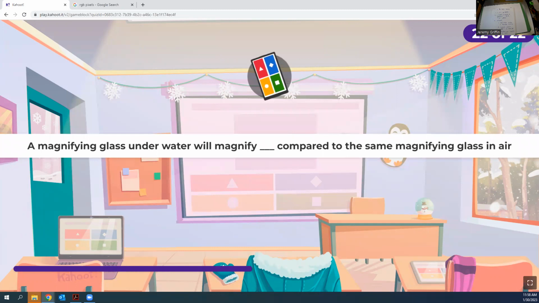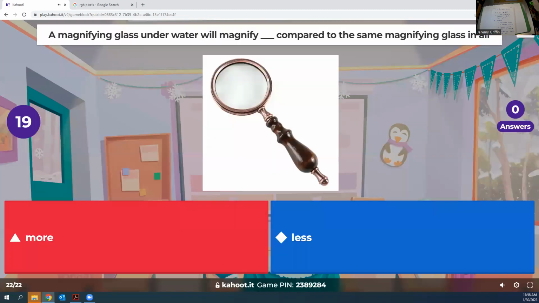A magnifying glass underwater will magnify how compared to the one in air? So that glass has an index of refraction. Air has an index of refraction of about 1.0. Water has an index of refraction of about 1.3.